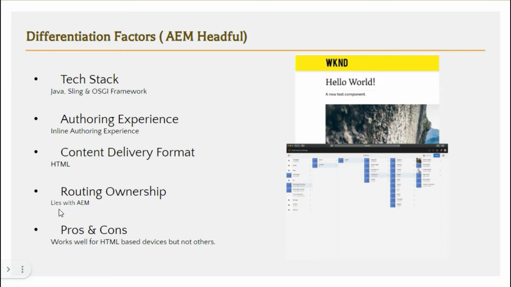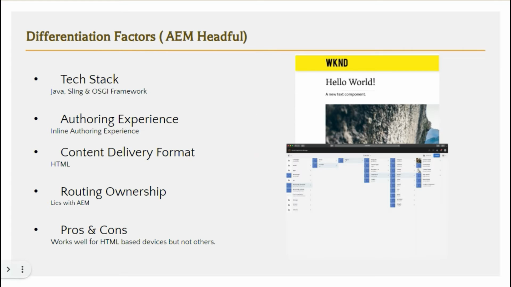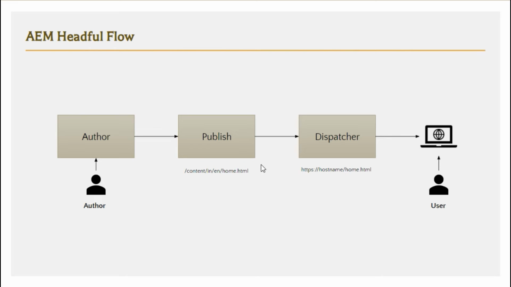Okay, so what is the routing ownership? If you see here, all the content structure is maintained in the AEM. The user will hit a URL, it will come to the dispatcher. This is a short URL, and the short URL will be converted into the long URL, and that long URL will be available in the publish instance. This URL is nothing but the site structure which we have created in the AEM. So this is how the routing will be done in the headful flow, which we already know.